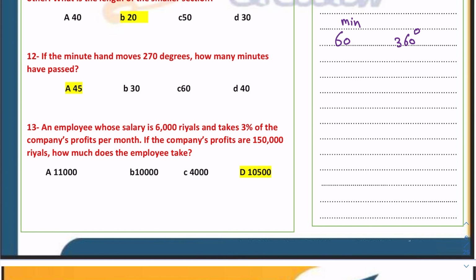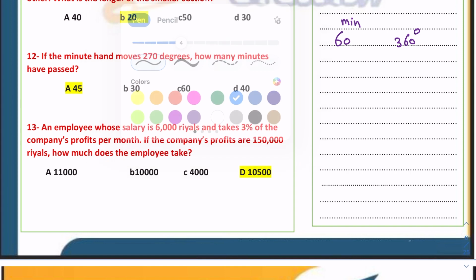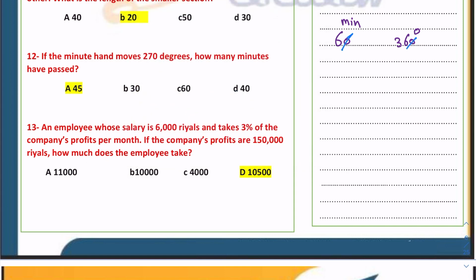Okay. Now, I need to simplify this ratio. I will cancel 0 and 0, so it will be 6 and 36. I can divide here by 6, divide here by 6. So 1 equals 6. 1 minute equals 6 degrees. And this is a ratio, you can use it directly. If you remember that 1 minute equals 6 degrees, you can solve any question directly.